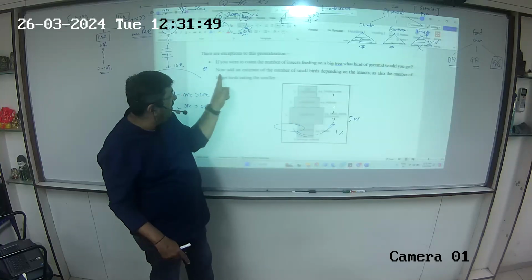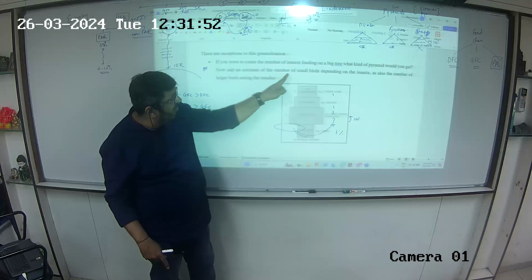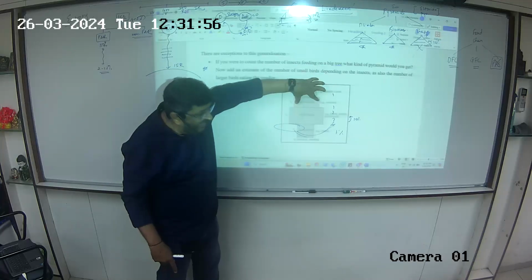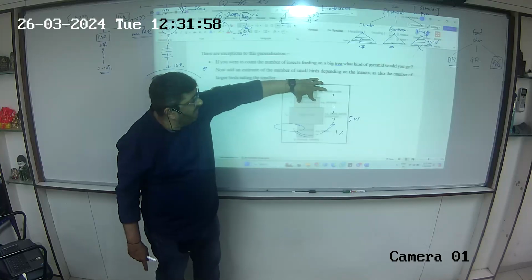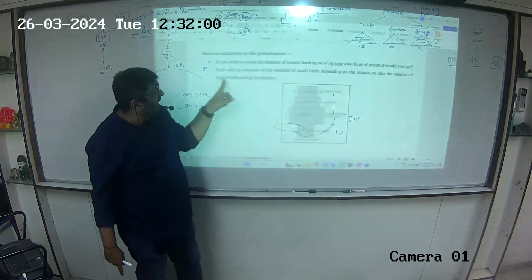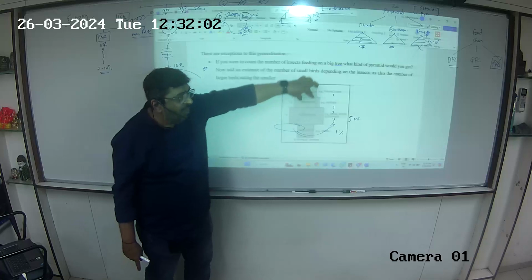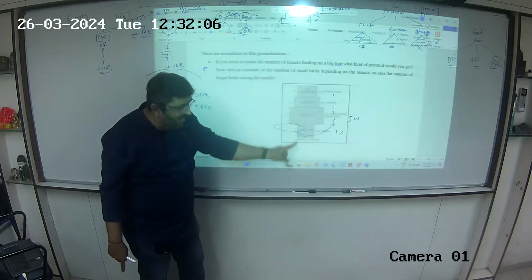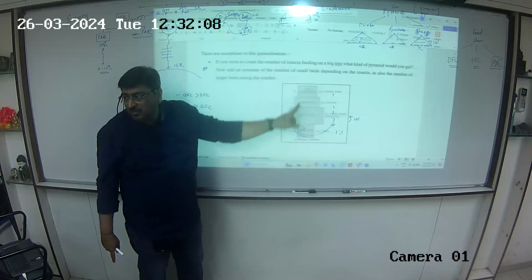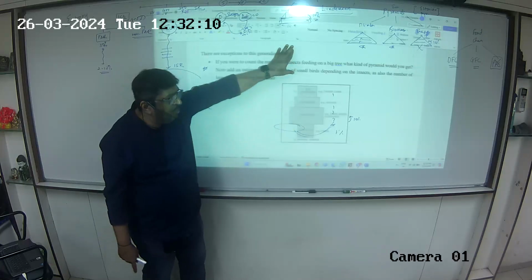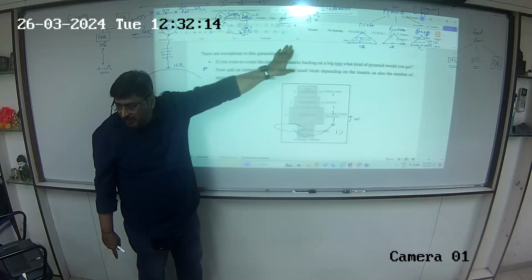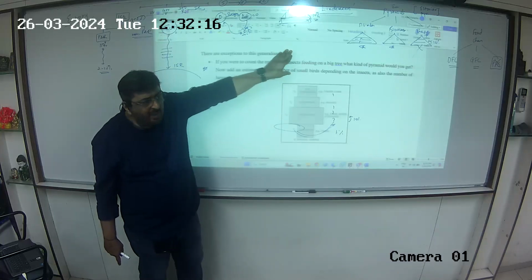They are continuing further. Now add an estimate of the number of small birds depending on the insects. So naturally the number of birds will be less than the number of insects. And also the number of larger birds eating the smaller ones. They again would be smaller than the ones before. So is this the kind of diagram that we would be getting? They have only posed one question: in this case, which type of pyramid will you get?